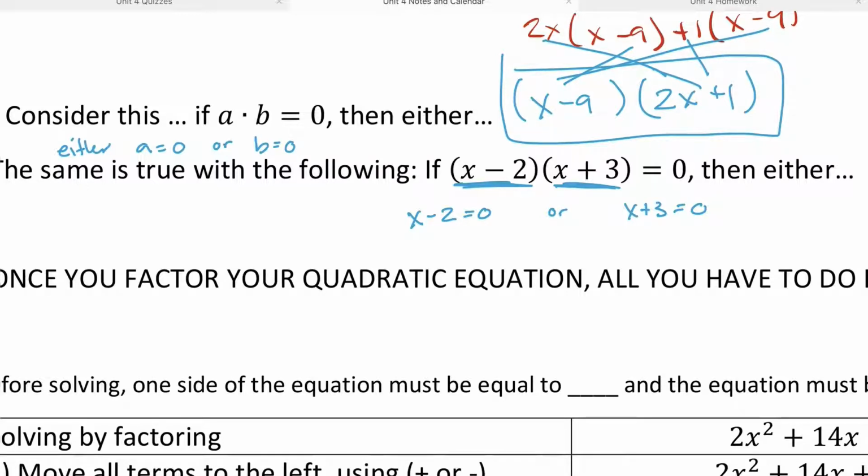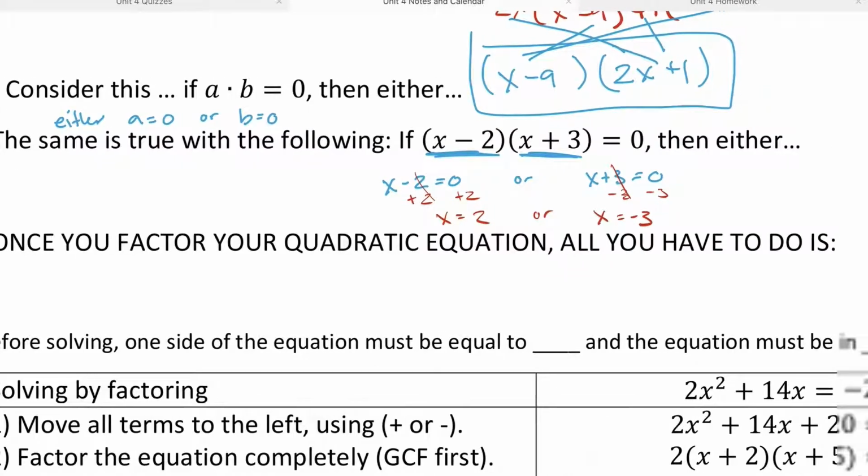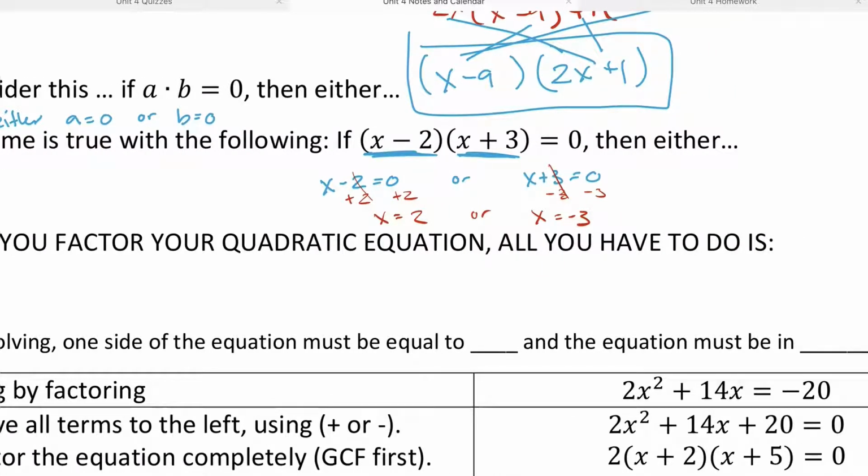Right? And from there, we could actually solve for what x is. Here, we could add 2 to both sides, or subtract 3 from both sides, and would end up getting x equals 2, or x equals negative 3. Oftentimes we will write those solutions like this: x equals 2, comma, negative 3.